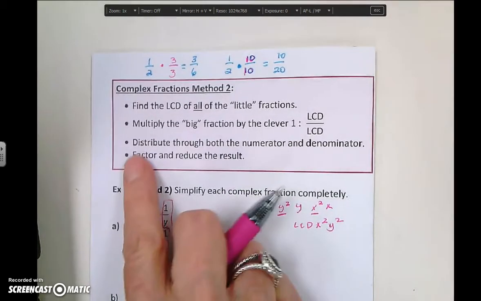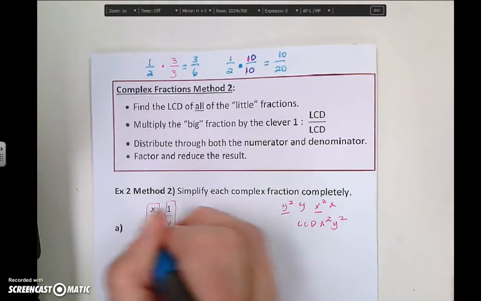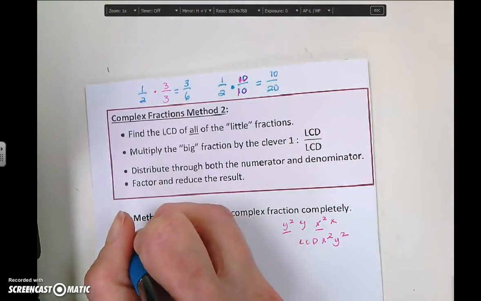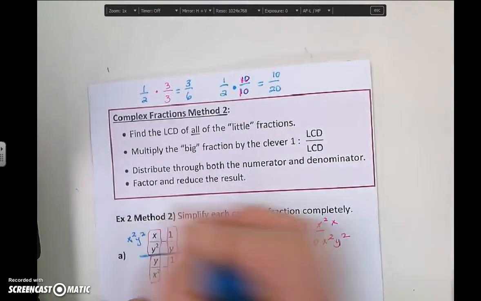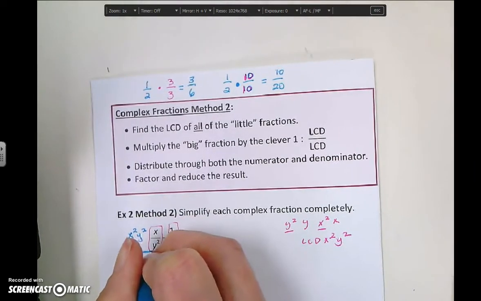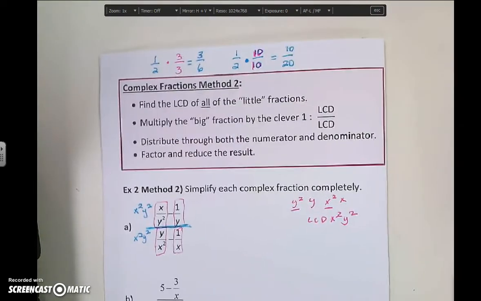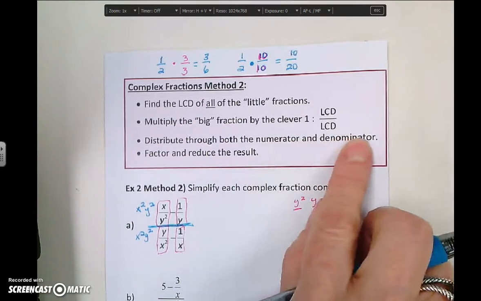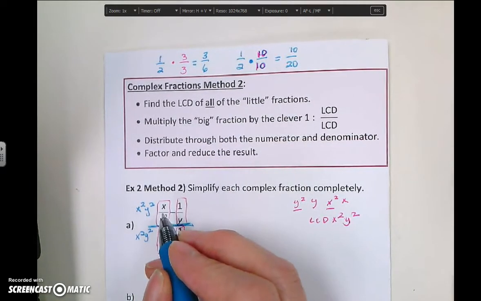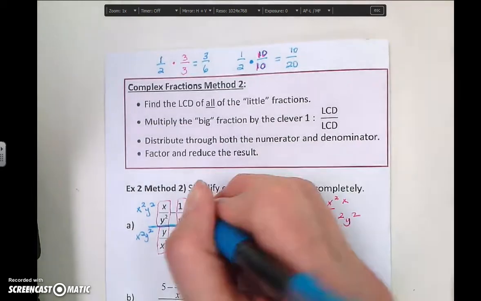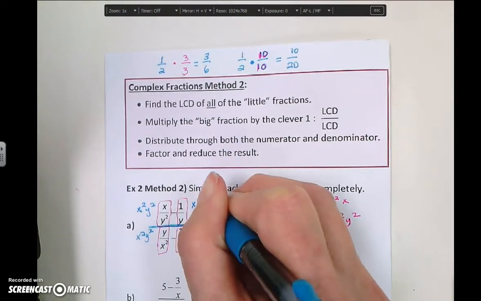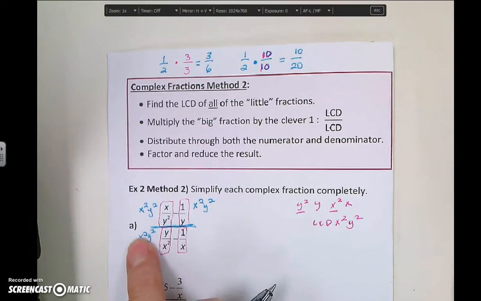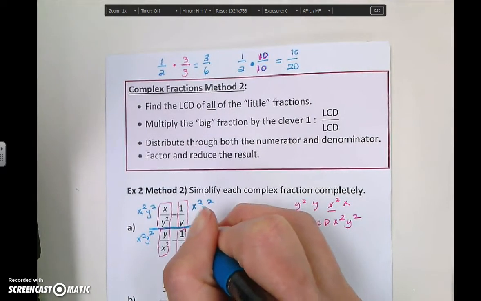All right. So it says multiply the big fraction, so here's my big fraction here, by the LCD over the LCD. So I'm going to multiply x squared, y squared times the numerator and x squared, y squared times the denominator. Then I'm going to distribute it through both the numerator and denominator. So I'm going to multiply it times the first one, and I'm also going to multiply it times the second one. So it's helpful if you just rewrite this over here as well. So I'm going to multiply it times both. Same thing times the denominator, distribute it through, and I'm also going to multiply here.